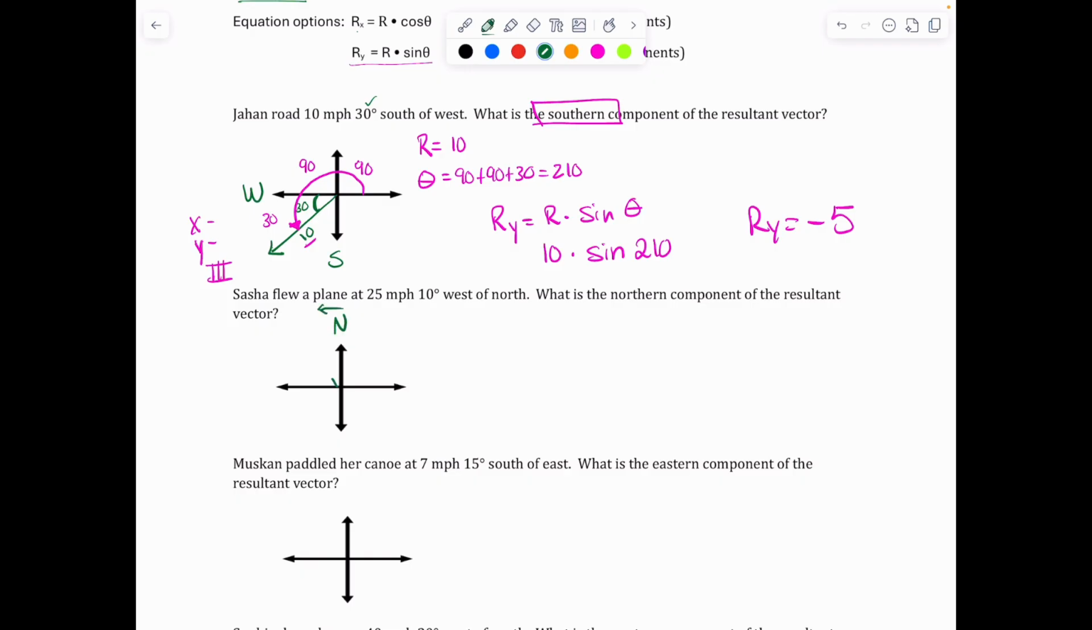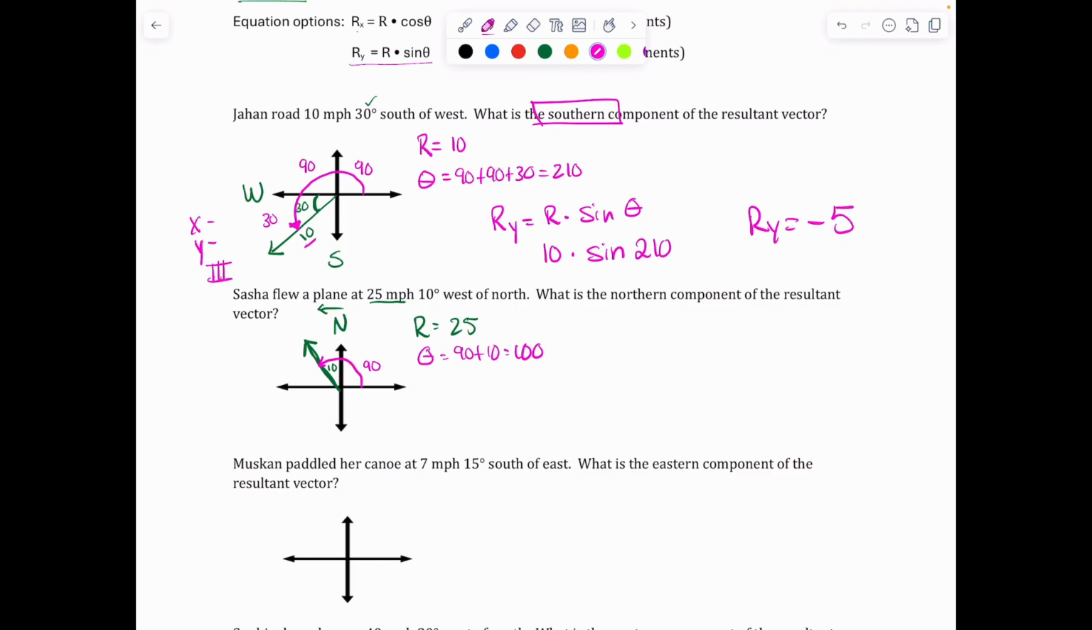And again, we're not trying to draw a perfect line there, but it's there. So there's 10 degrees west of north. And we know that our resultant vector right now is 25 miles an hour. In terms of our overall theta, it's going to be from here all the way to there. So we're going to have 90 plus 10, which equals 100.